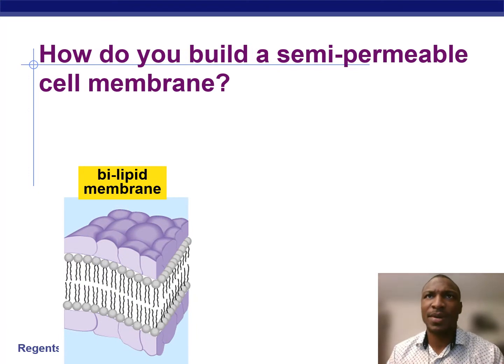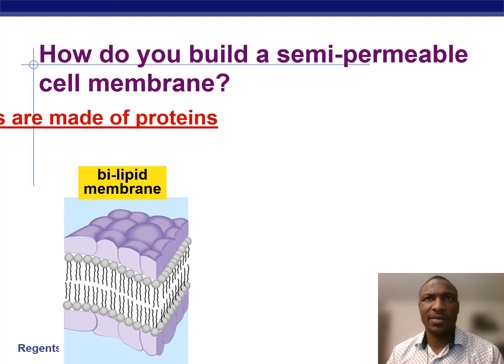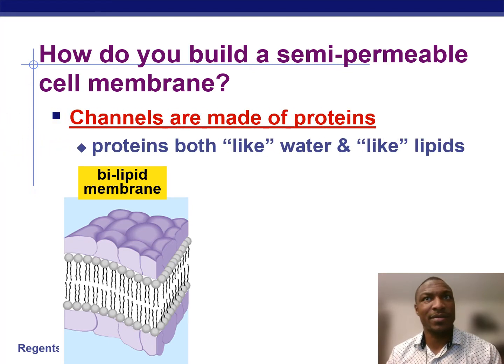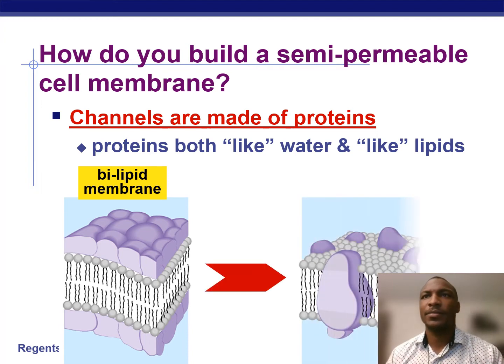So how do you build a semi-permeable cell membrane? How do you build something that allows some things in and other things not? Well, channels are made of proteins. So channels, remember, are like doors that let some things in and not others. Proteins both like water and like lipids. Proteins are one of those few substances that's like, hey, I don't care. All y'all good. I like water. I like polar. I like non-polar. I'm all good. All right.